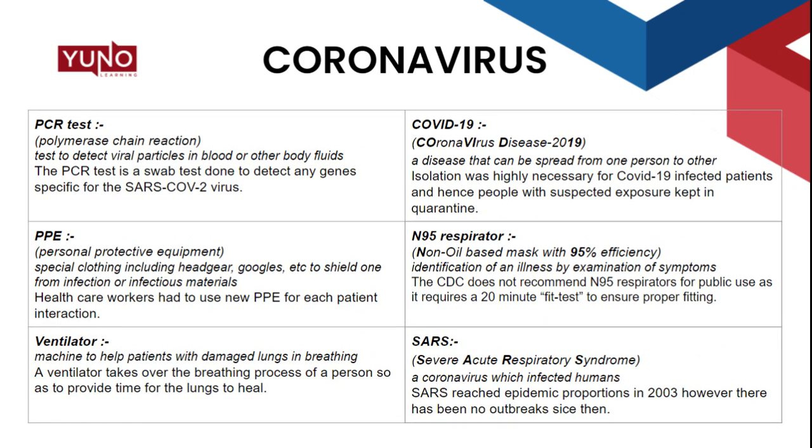Then we have ventilator, a machine to help patients with damaged lungs in breathing. A ventilator takes over the breathing process of a person so as to provide time for the lungs to heal. COVID 19, which is coronavirus disease 2019, a disease that can be spread from one person to other. Isolation was highly necessary for COVID 19 infected patients, and hence people with suspected exposure were kept in quarantine.